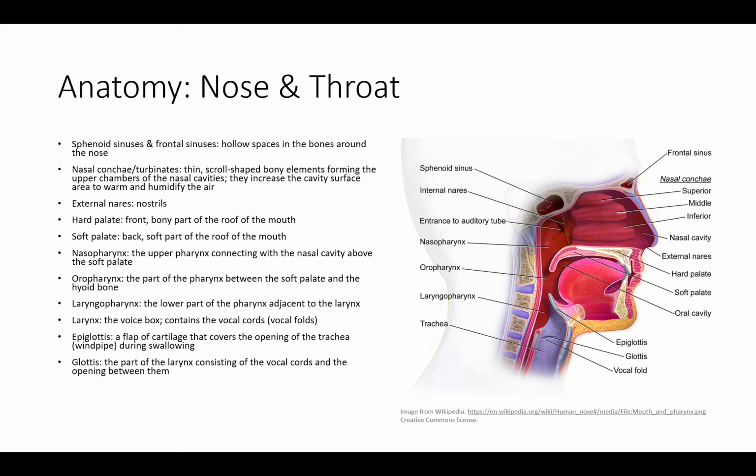The hard palate is the front, bony part of the roof of the mouth, while the soft palate is the back, soft part. The nasopharynx refers to the upper part of the pharynx, connecting with the nasal cavity above the soft palate.